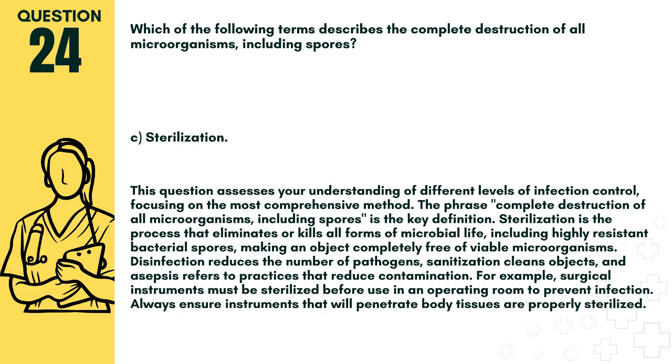Answer: C. Sterilization. This question assesses your understanding of different levels of infection control, focusing on the most comprehensive method. The phrase complete destruction of all microorganisms, including spores, is the key definition. Sterilization is the process that eliminates or kills all forms of microbial life, including highly resistant bacterial spores, making an object completely free of viable microorganisms. Disinfection reduces the number of pathogens, sanitization cleans objects, and asepsis refers to practices that reduce contamination.